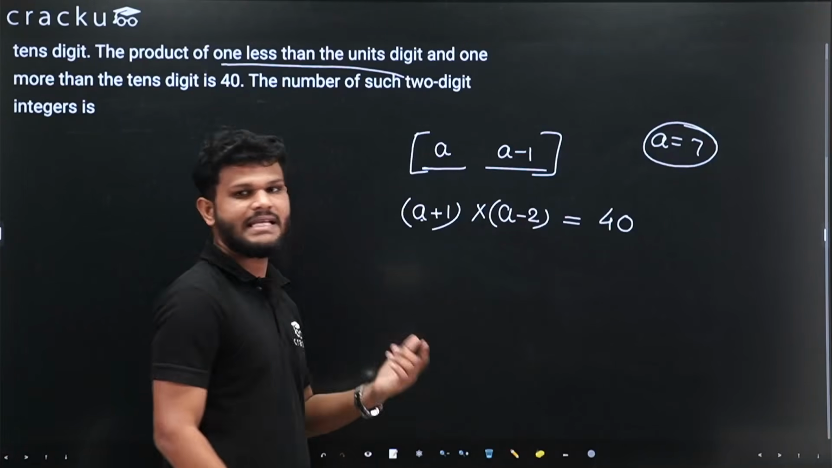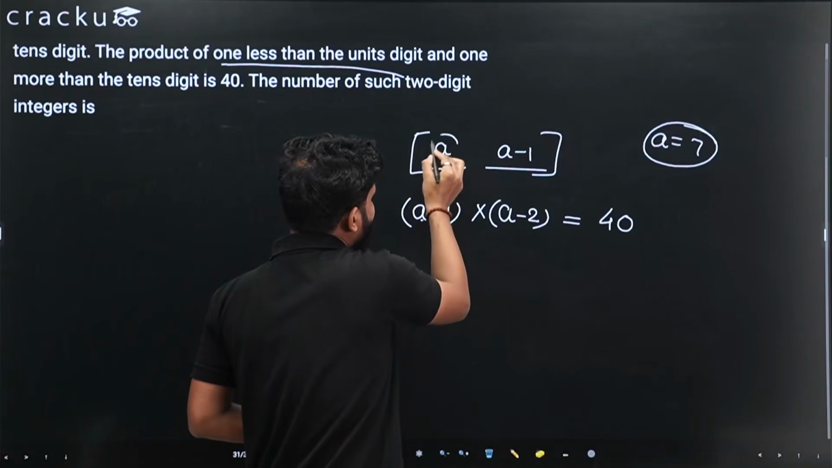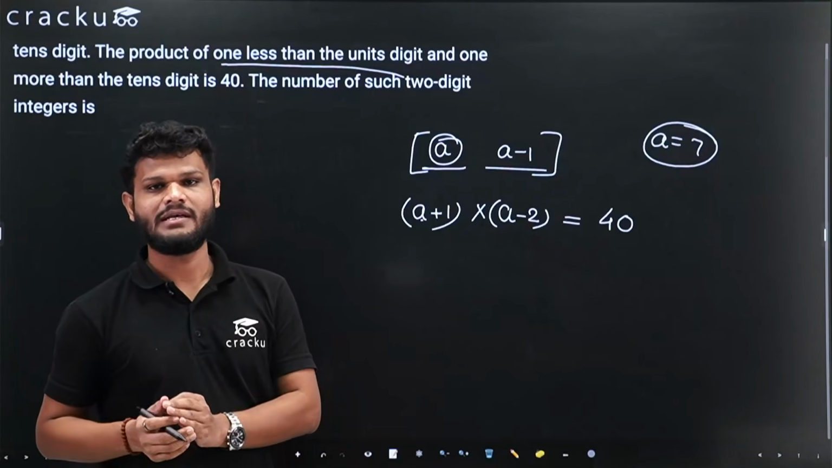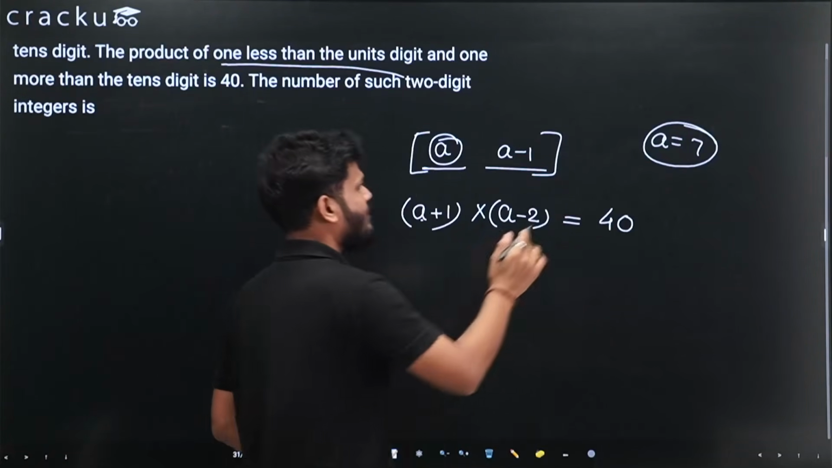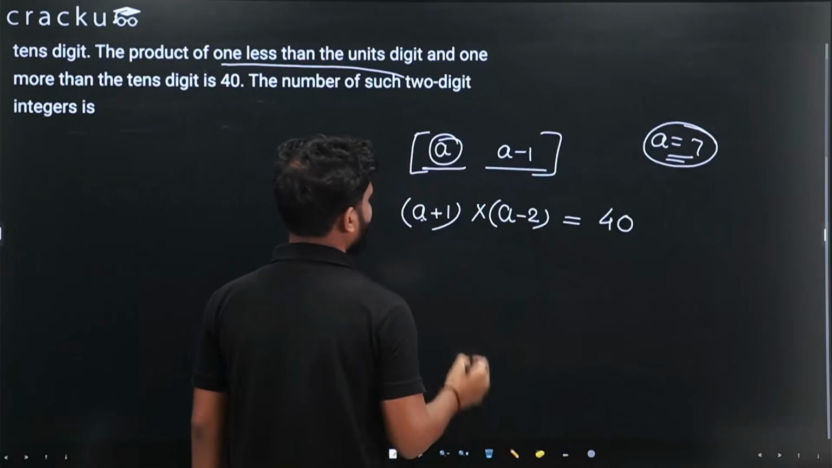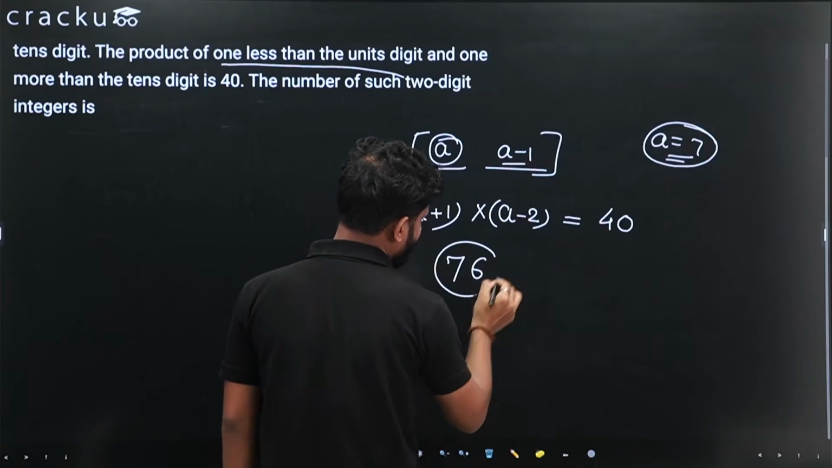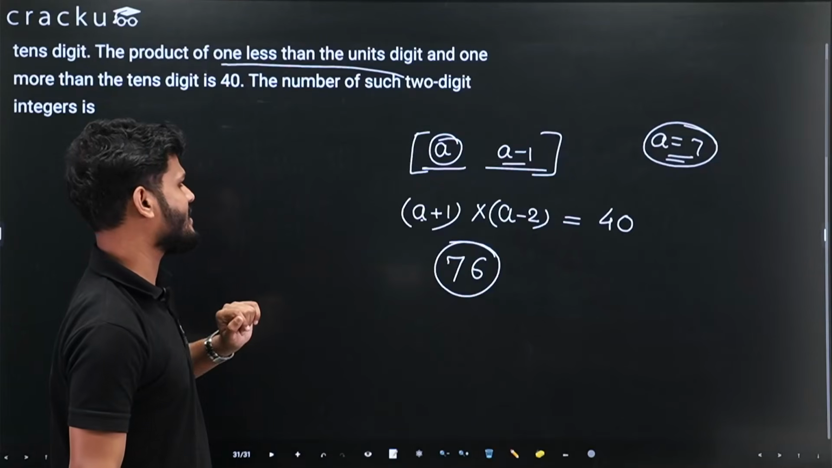Why are we not taking a is equal to 10? Because a is a digit, right? It can be from 1 to 9 only. So we took from 1 to 9. And among that, only this is satisfying. So this will be 7. A minus 1 is 6. So this is the number which satisfies the given condition.